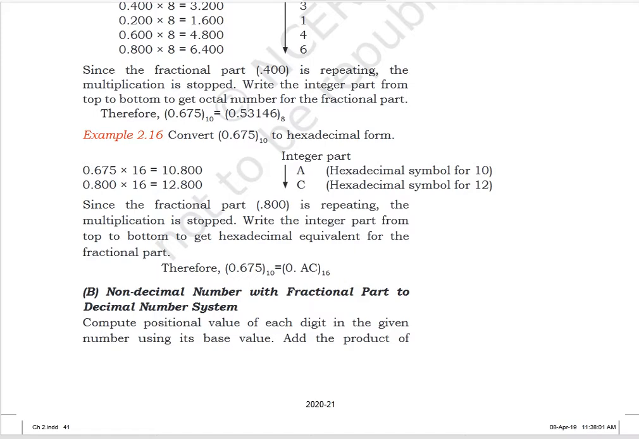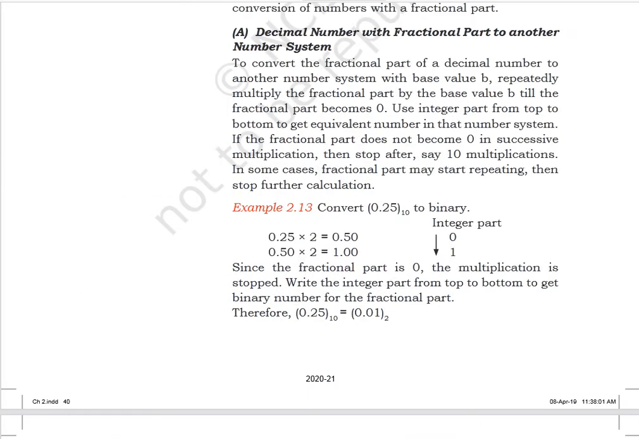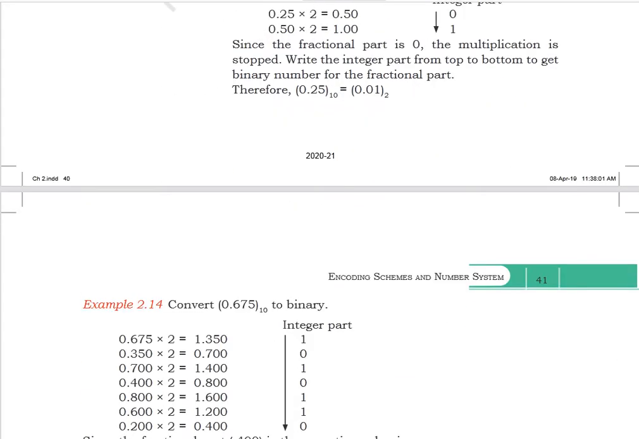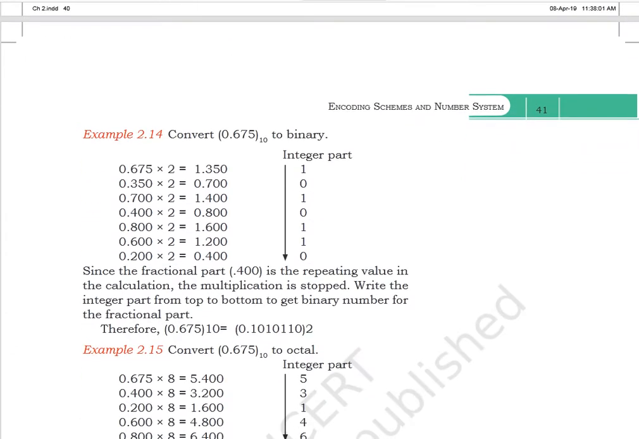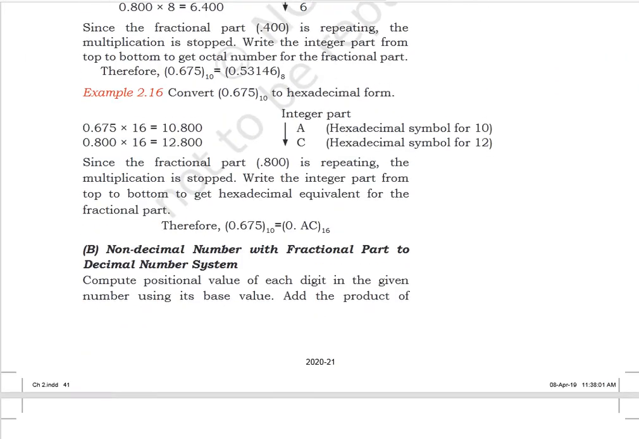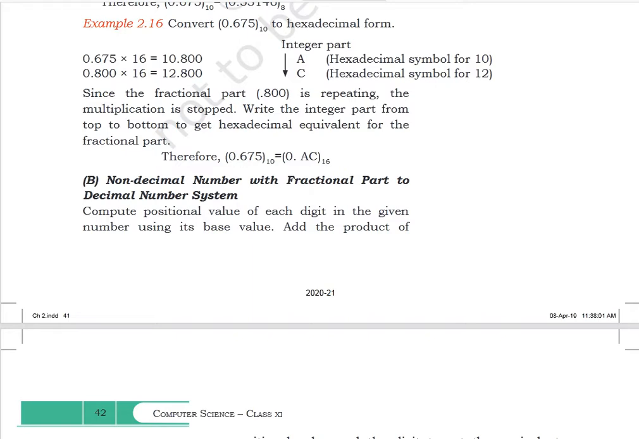Write the integer part from top to bottom to get the hexadecimal equivalent for the fractional part. And here we all know that 10 is equivalent to A and 12 is equivalent to C, and therefore 0.675 to the base 10 equals 0.AC to the base 16. So we have already discussed the total portion, fractional part to binary, to octal and to hexadecimal, from the decimal number system.